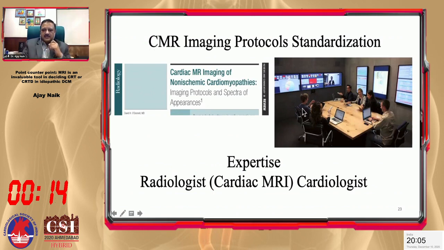We need expertise in the form of the MR being read by a radiologist interested in cardiac MR and a cardiologist who has to be involved in interpretation of the cardiac MR. So we just had the discussion in the panel that we need to have a unifying form of imaging experts in this.